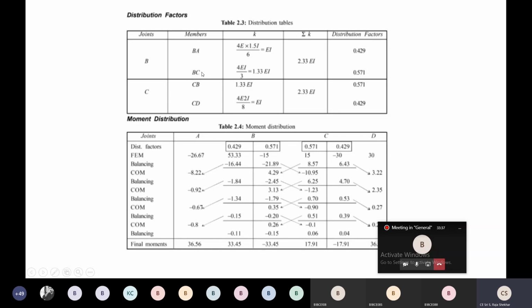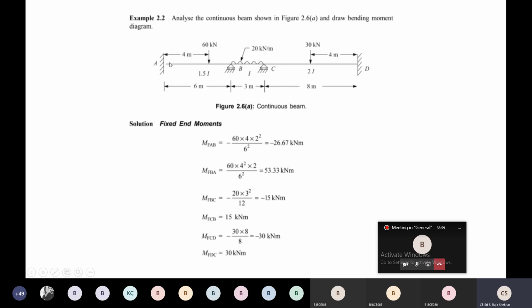To calculate the distribution factor for members BA and BC, we need to calculate the rotational stiffness first. The formula, for the far end fixed, is 4EI by L. Similarly, for everything the formula is the same, 4EI by L, but the I value is different for different members. The first span has 1.5 I, the second span has I, and the third span has 2 I.